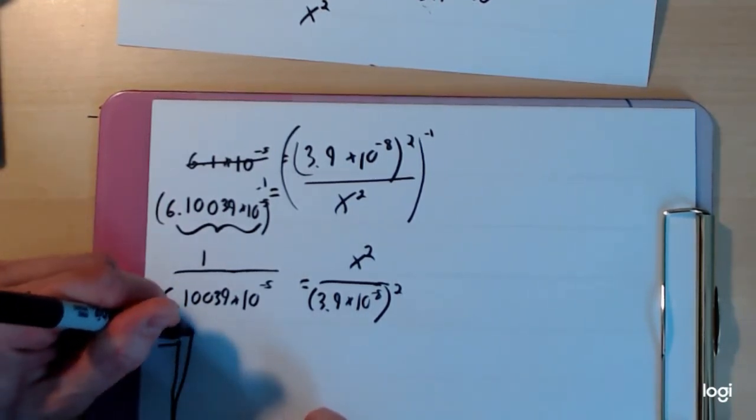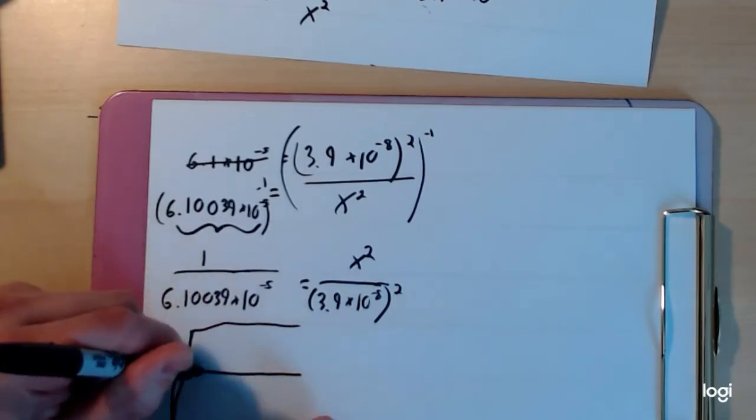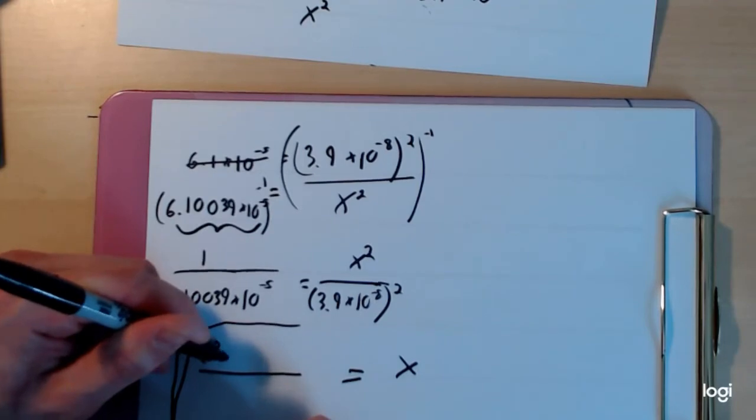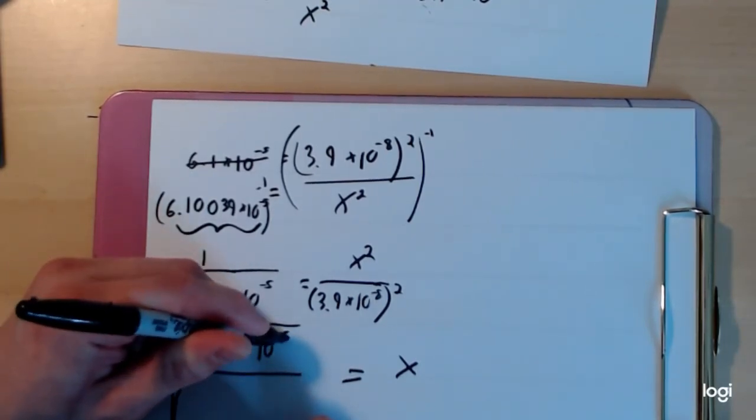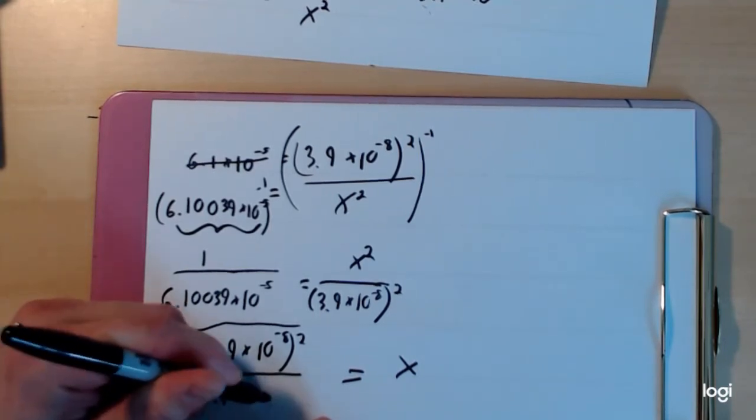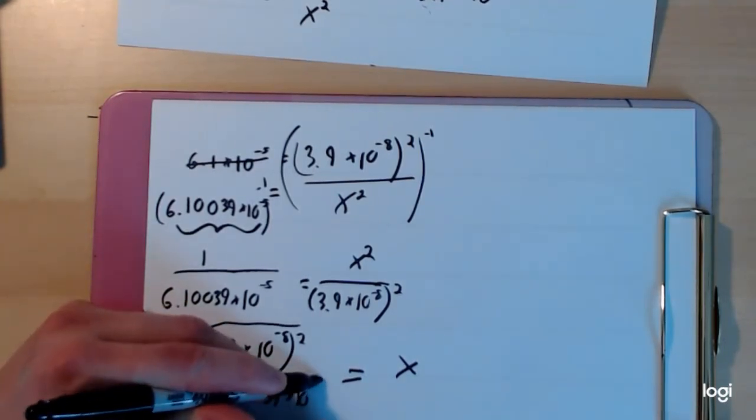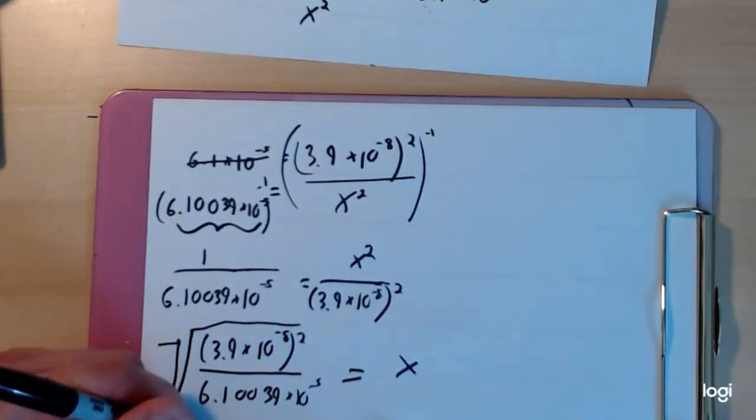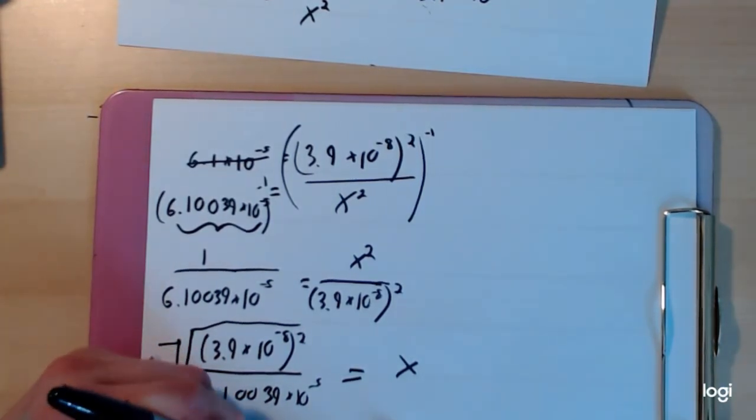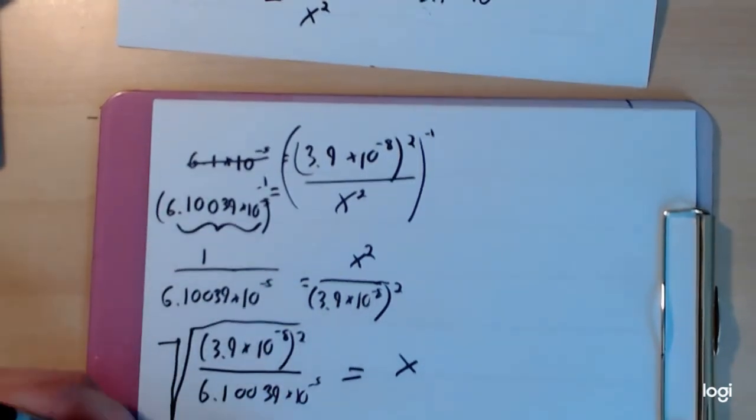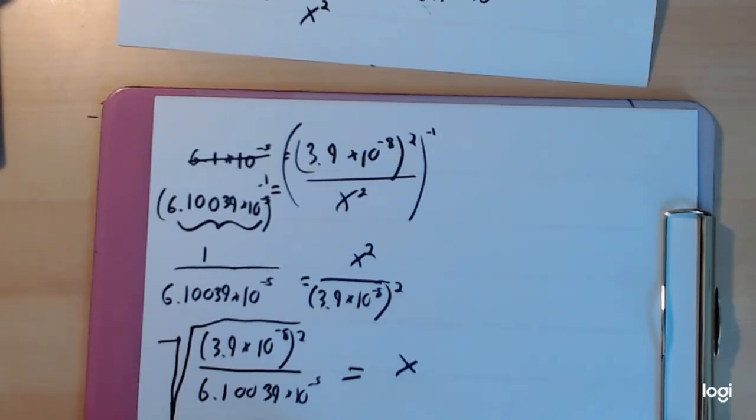Bring that over to the top, and if you just take the square root of this whole thing, which I think we can go ahead and do now, x equals the square root of 3.9 times 10 to the negative 8th squared over 6.10039 times 10 to the negative 5th. Plug this in your calculator, and what do you come up with? You come up with x equals 4.993 times 10 to the negative 6. Okay, so now we have solved for x.